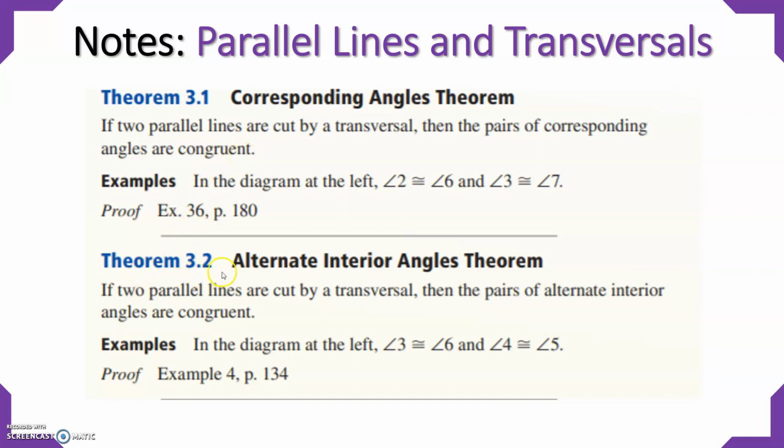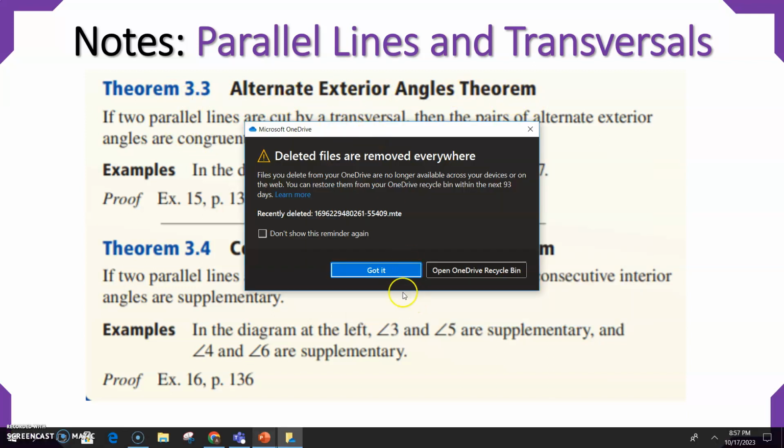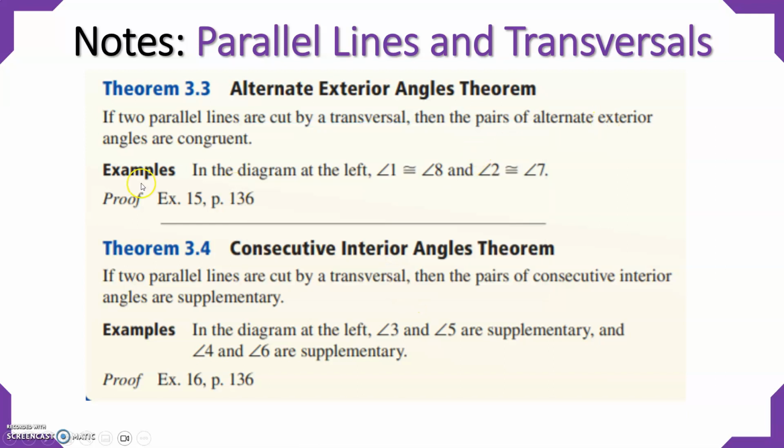And theorem 3.2, the alternate interior angles theorem. If two parallel lines are cut by a transversal, then the alternate interior angles are also congruent. And then theorem 3.3, the alternate exterior angles theorem. If two parallel lines are cut by a transversal, then the pairs of alternate exterior angles are congruent.